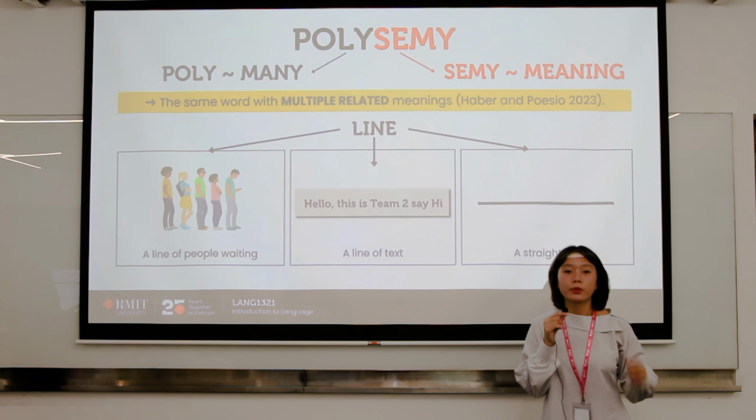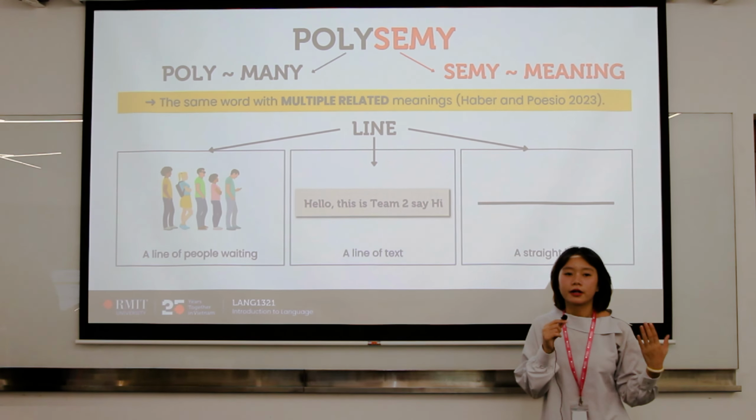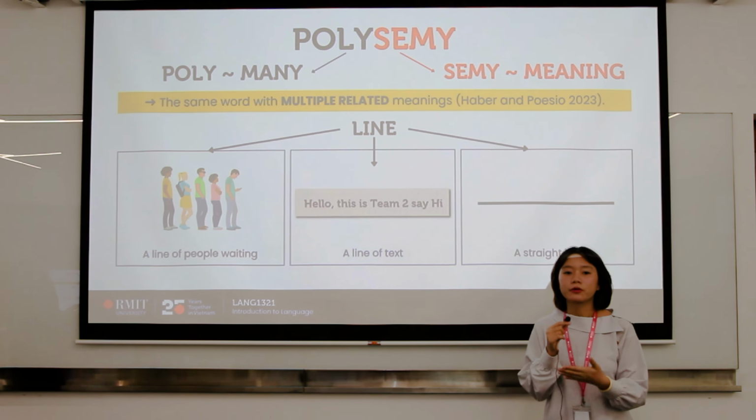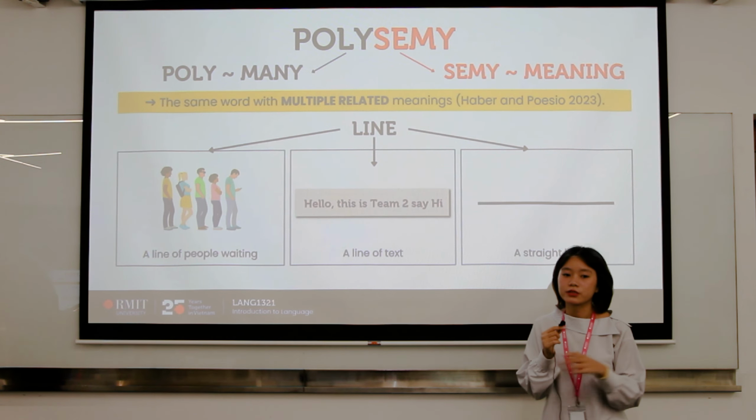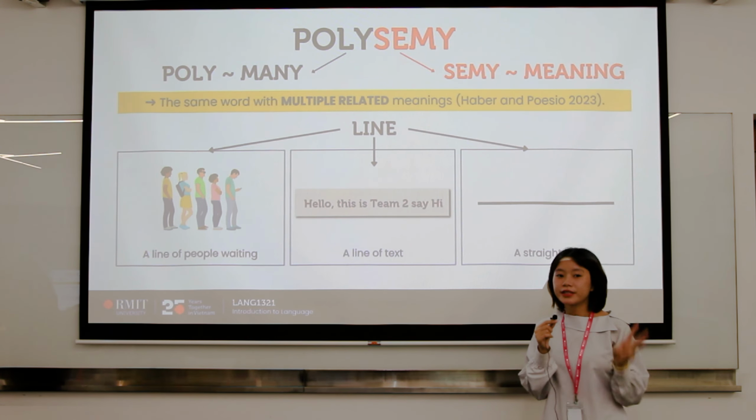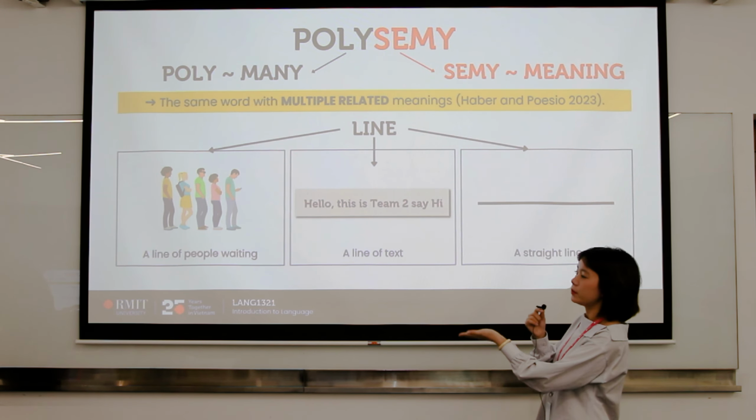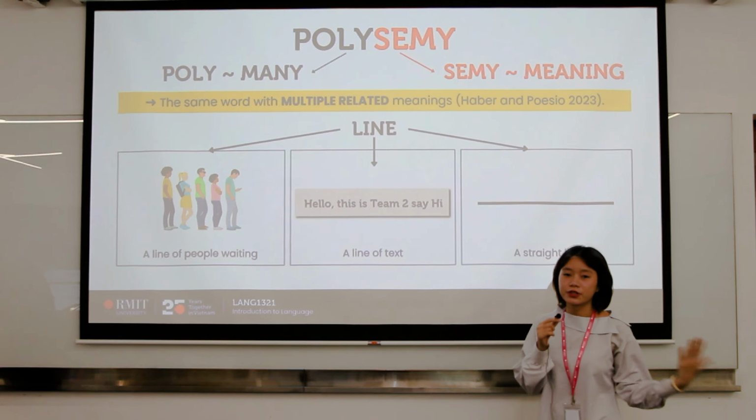So we will have the polysemy. Polysemy is the same word with multiple related meanings. Here, we have just one word, line, but we have three different meanings: a lot of people waiting, a lot of text, or just a straight line.